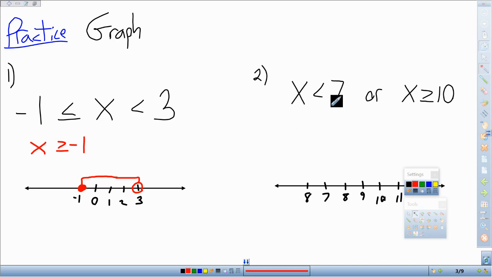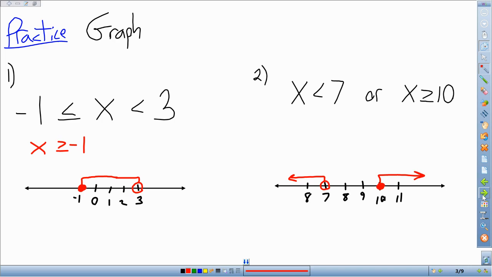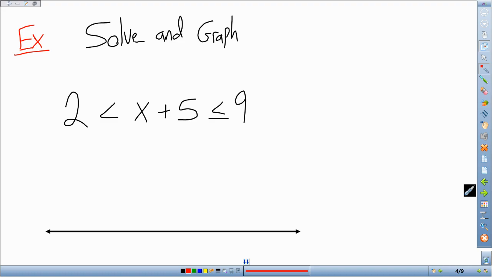Okay, so x is less than 7, open circle, less than goes to the left. X is greater than or equal to 10, closed circle, to the right. All right, so let's keep going. These problems aren't always as simple looking as these. These are already in the form where we can graph them. That's not always the case. So let's look at a problem where we need to do a little bit of work.